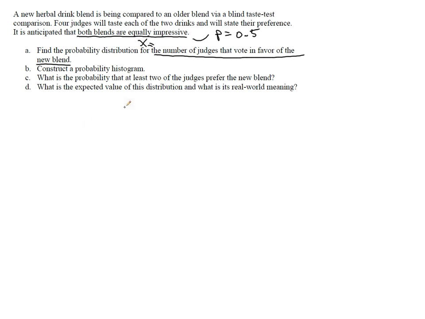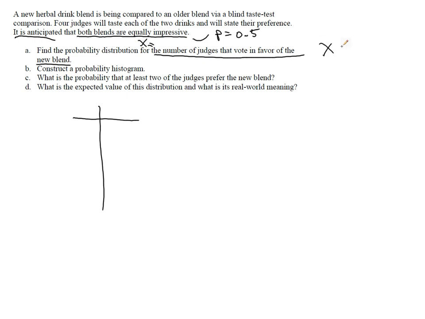That being said, we can figure out later, if all 4 judges vote in favor, then that would convince us otherwise, and we might say, you know what, maybe they're not equally impressive, but our assumption is, it is anticipated that this is the case. So we want a probability distribution for this.